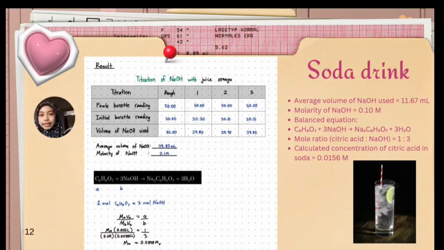Finally, soda required the lowest average volume of sodium hydroxide, with only 11.67 milliliters, corresponding to a citric acid concentration of 0.0156 molar. This might seem surprising because soda tastes acidic. However, its acidity is not solely due to citric acid. It may also come from carbonic acid or other food acids, depending on the formulation.